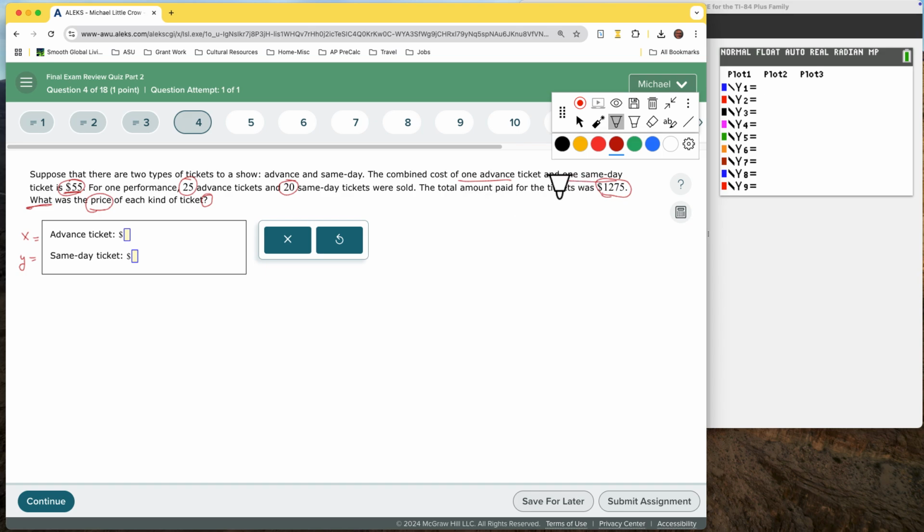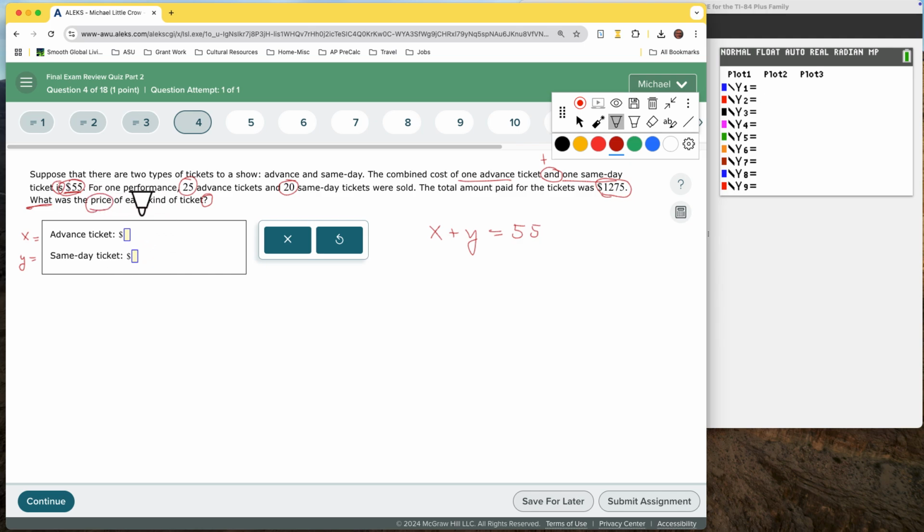Okay, that's enough for an equation, right? "Is" is another word for equals. One advance, and another word for "and" is plus in this case. I get one advance plus one same day, it's 55. So what it gives me is that X plus Y, advance ticket plus a same day ticket, is going to be $55. One equation. When we have two unknowns, we should be prepared to have two equations to solve for those two unknowns.